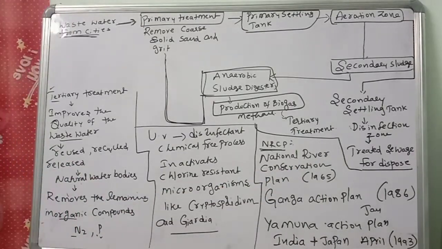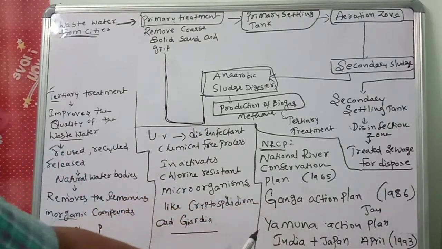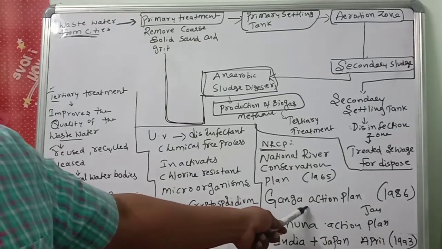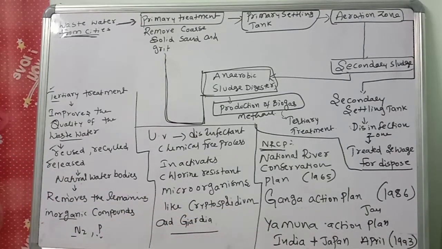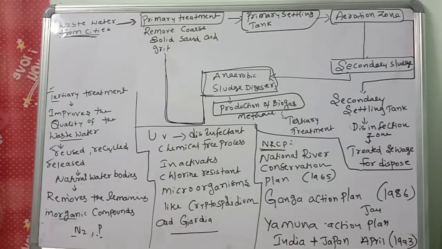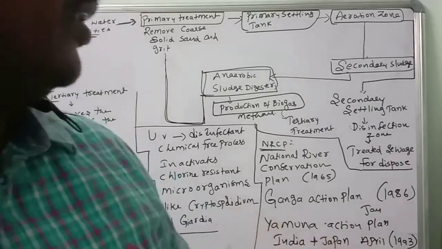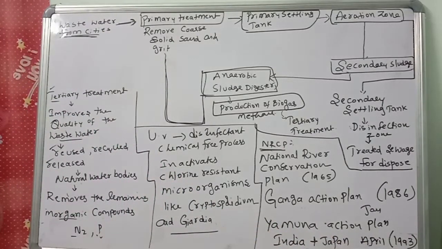Later the Ganga river was getting too much pollution, so we have to protect the Ganga river. Many sewage treatment plants were constructed in 1986, and they purified the Ganga. It is still going on today. Yamuna Action Plan: India and Japan, both countries together, are cleaning the Yamuna river. That was initiated in April 1993 for treatment of the Yamuna river.